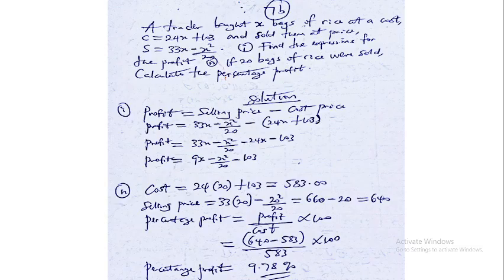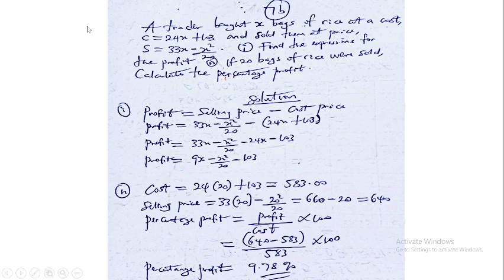Let's go to question number 7B. Question number 7B is also on profit and loss, percentage profit. It's quite simple as well, and quite related to the one we just solved. A trader bought x bags of rice at a cost of this equation given to us. This equation represents the cost price of the rice he bought.